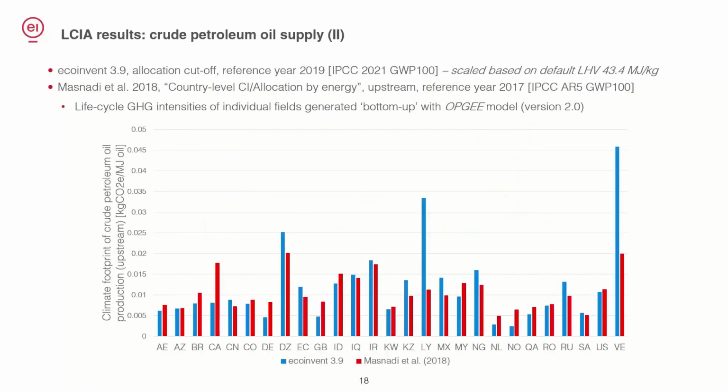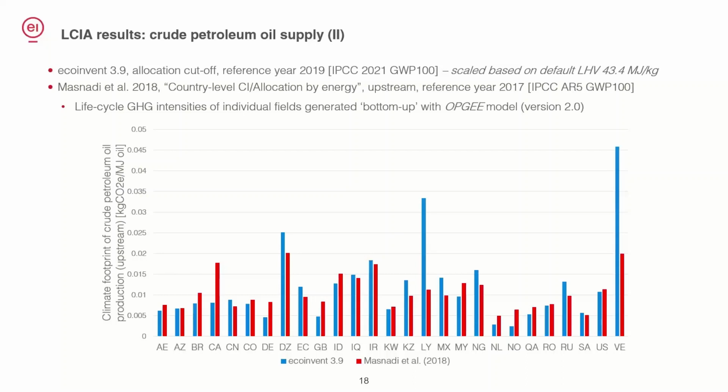So how do these results then compare to those of other sources? And I will just here give a quick comparison to one of the most well-known studies on the subject of crude petroleum oil supply and the carbon intensity of those supply chains in recent years. So that's Masnadi et al. study from Science, published in 2018.